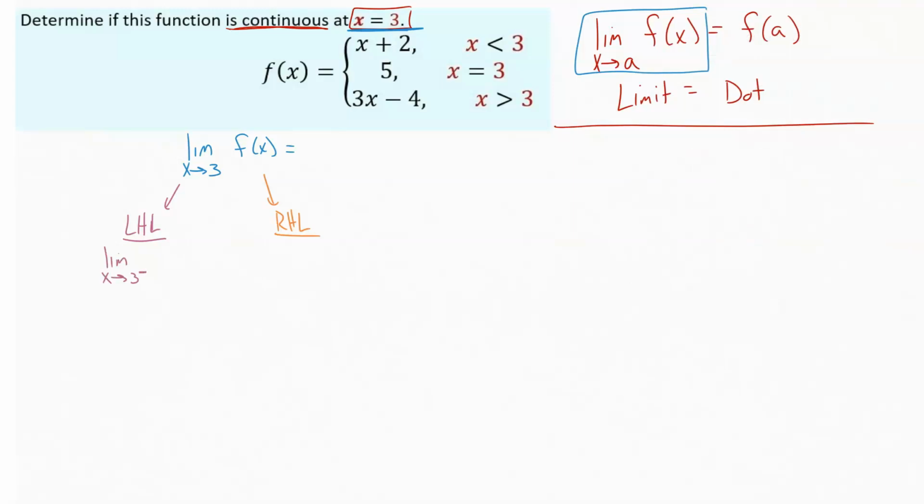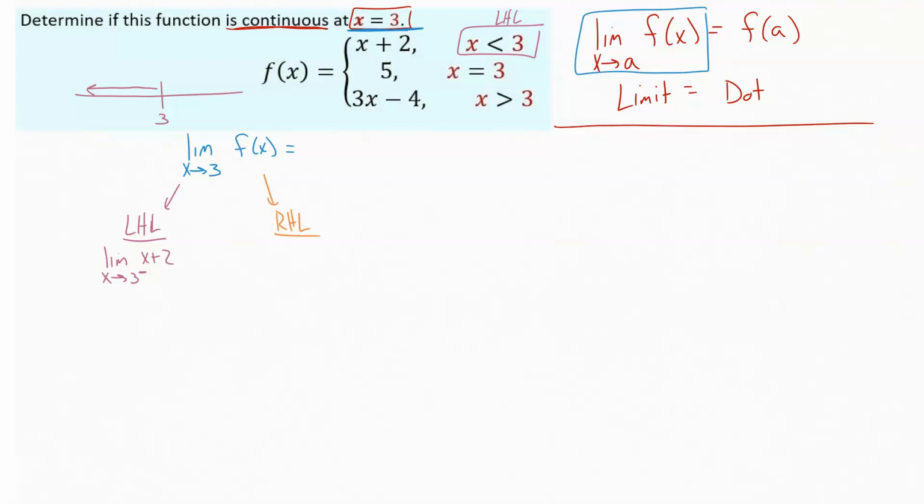Well, when you're dealing with a piecewise function, you have to figure out which part of that function you are supposed to be using. We want things to the left of 3. So if you think about that in terms of a number line, if I've got 3 right here, things to the left of 3 would be the things that are less than 3. So for our left-hand limit, we're going to use that top equation of x plus 2.